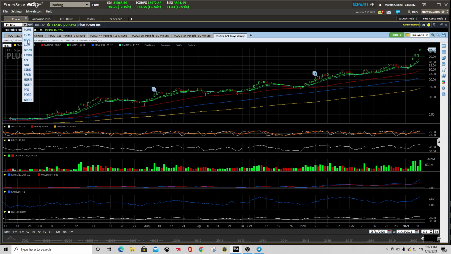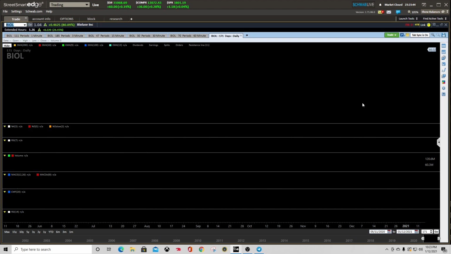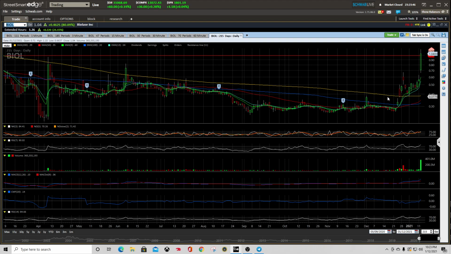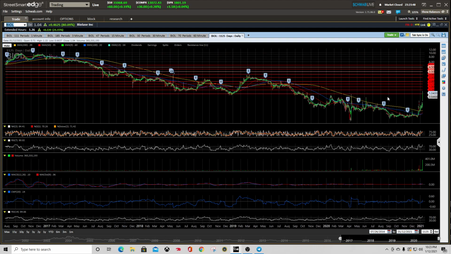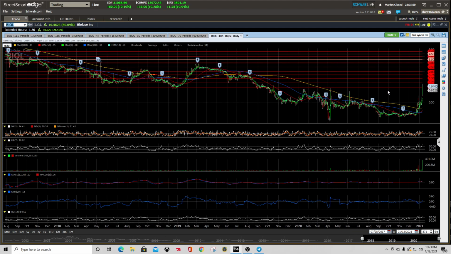Let's go look at BIOL. So BIOL, as you can see, I got resistance levels already marked there. I'll leave those lines there. I got them all already set there, and I go by these levels. If I'm in the trade and I'm approaching one of these levels, if I want to take profits, I'll take profits in front of that level.